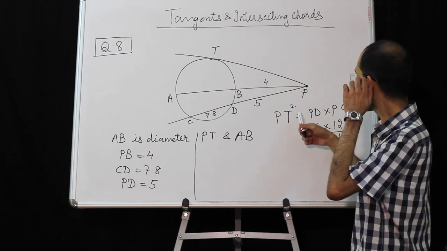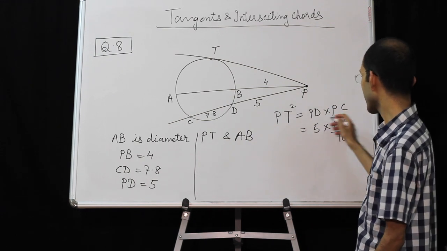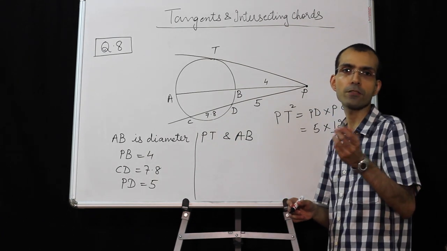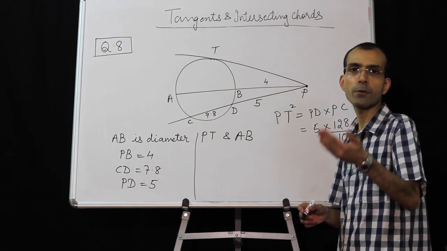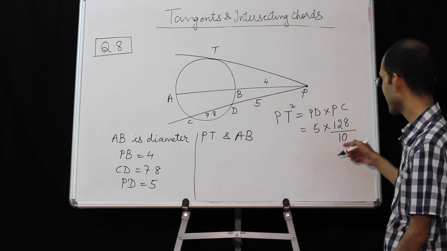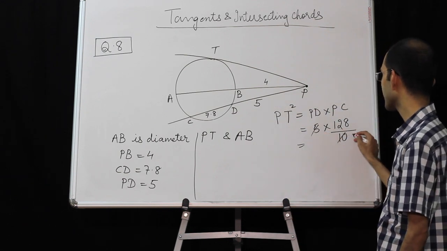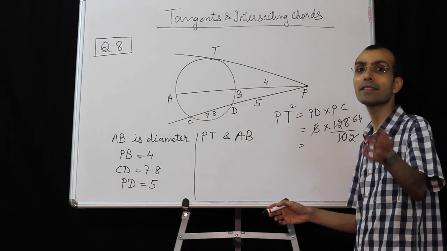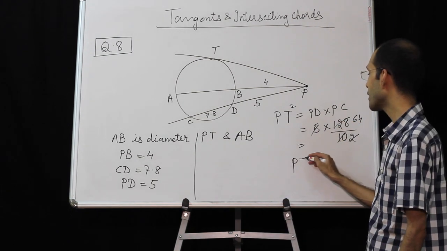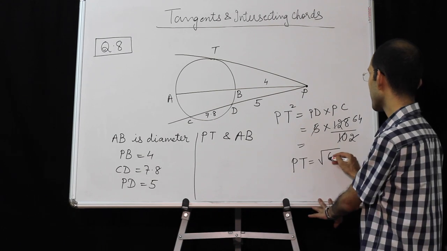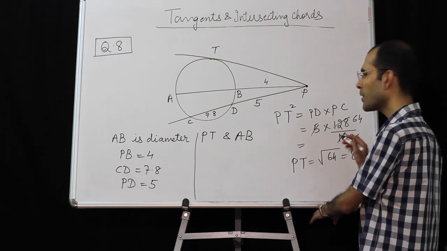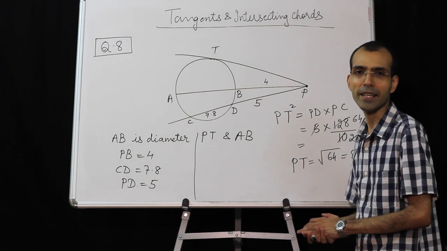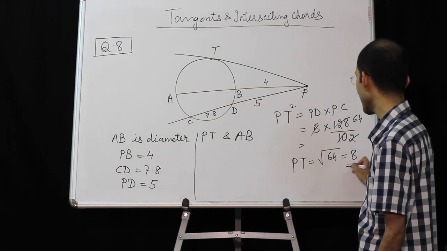So PT square is PD into PC. Okay, that we have substituted. PC will be 7.8 plus 5. That is 12.8, so that is 128 upon 10. Now see how beautifully this gets cancelled. And we get PT square is 64. So PT will be how much? Square root of 64, that is 8. No need to write plus or minus in this topic. It is length, so it won't be negative. So PT would be 8.